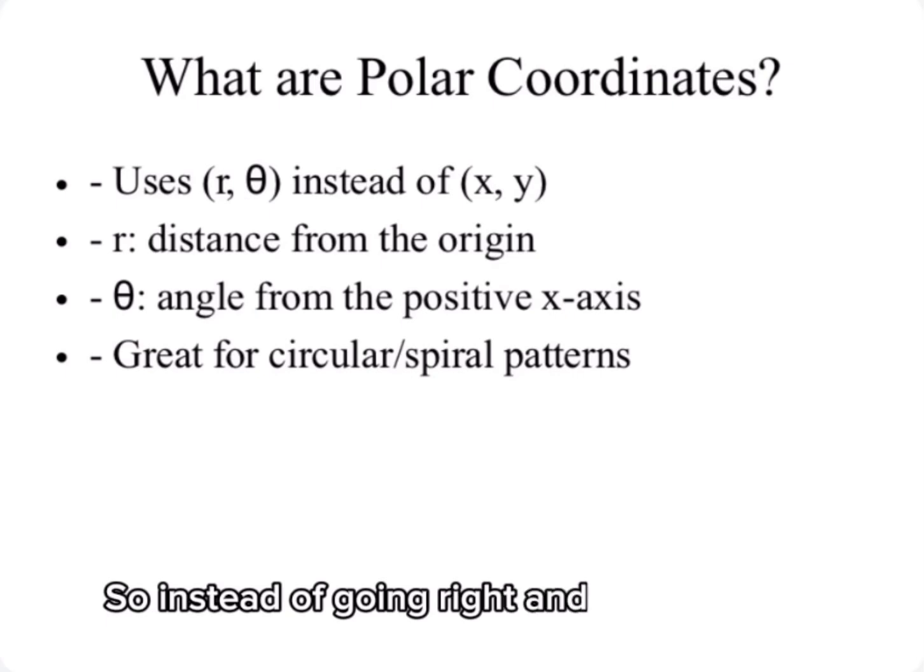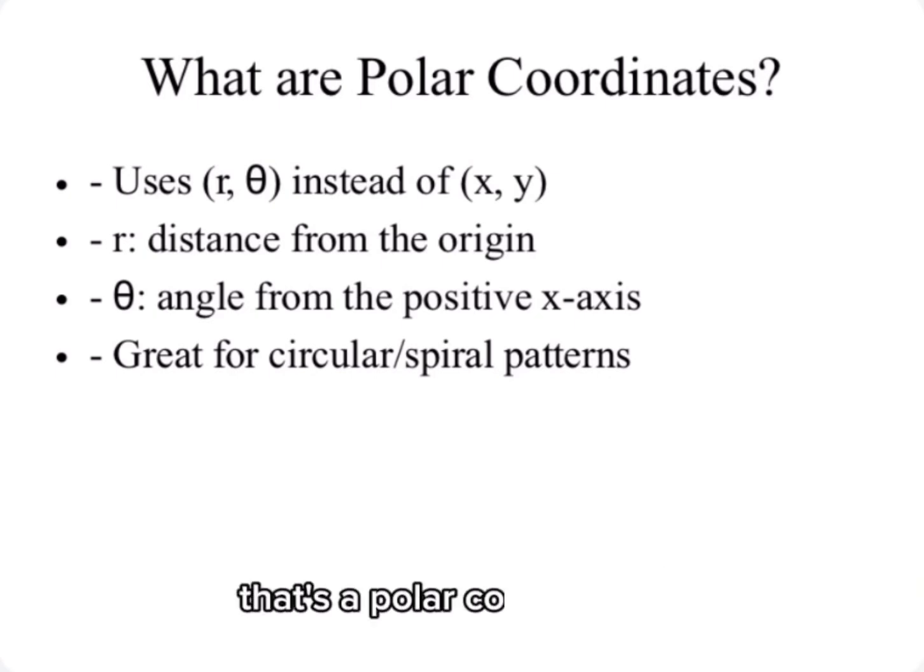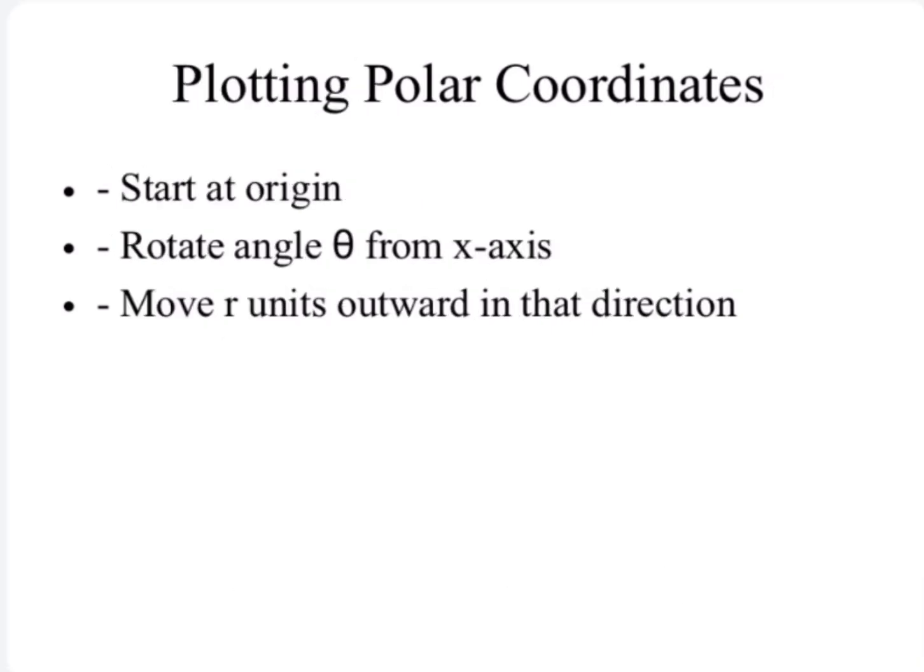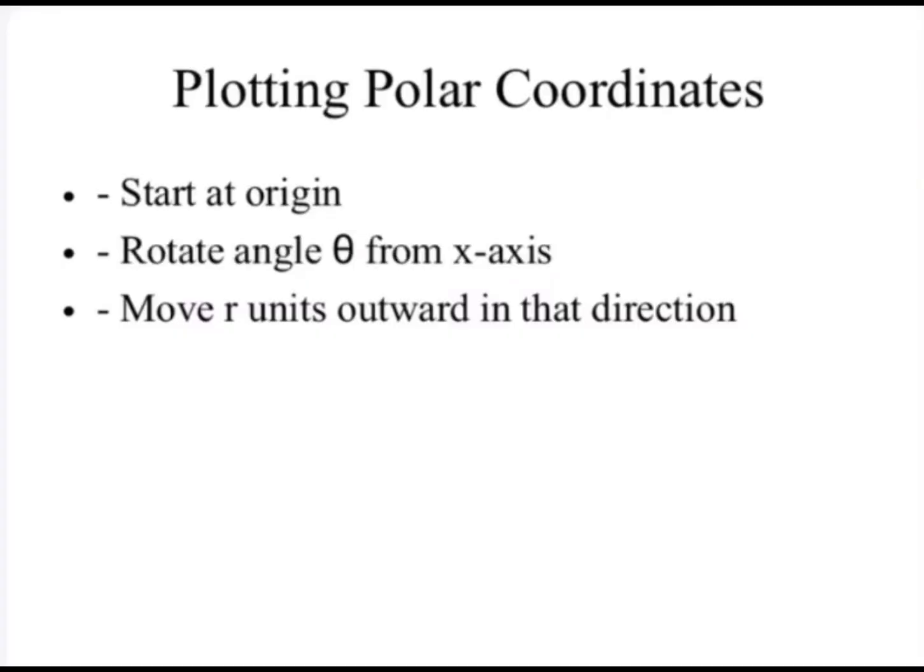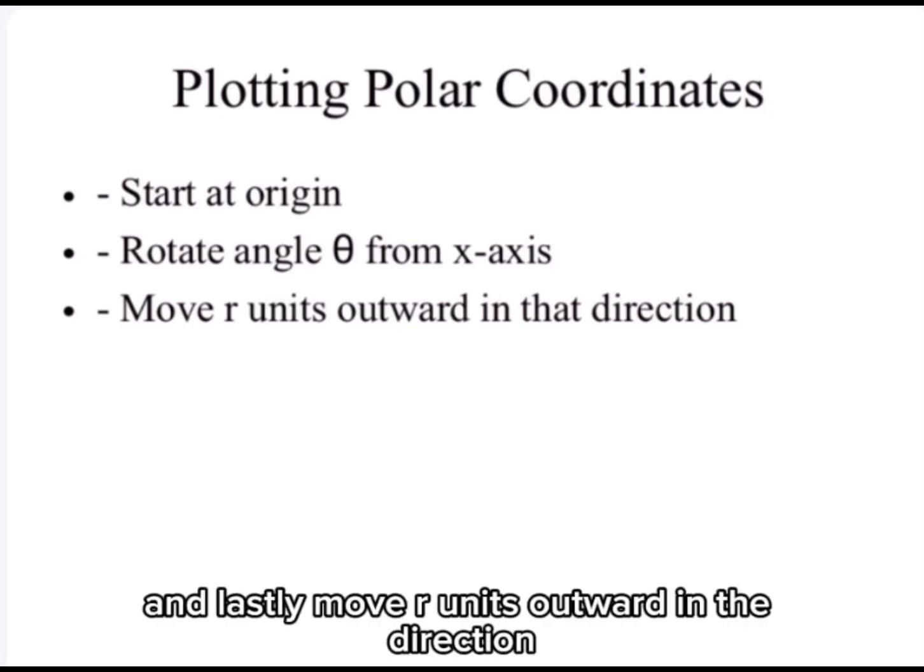So instead of going right and up like x and y, we go out and turn. Think of a radar screen or a spinning clock hand. That's polar coordinates. To plot polar coordinates, you have to start at the origin, then rotate by angle theta from the x-axis, and lastly, move r units outward in that direction.